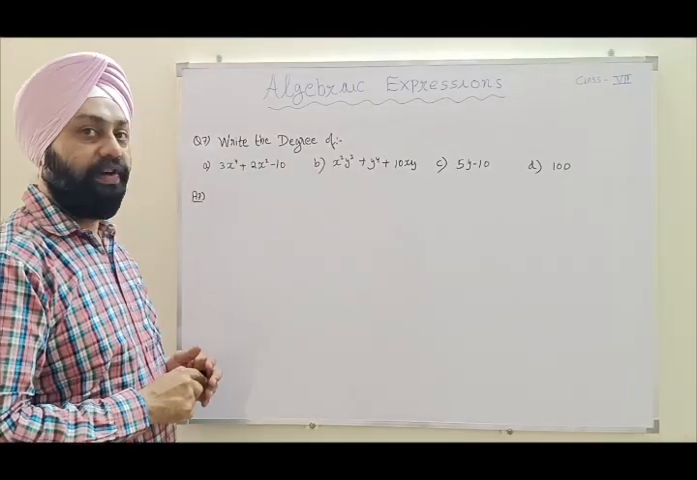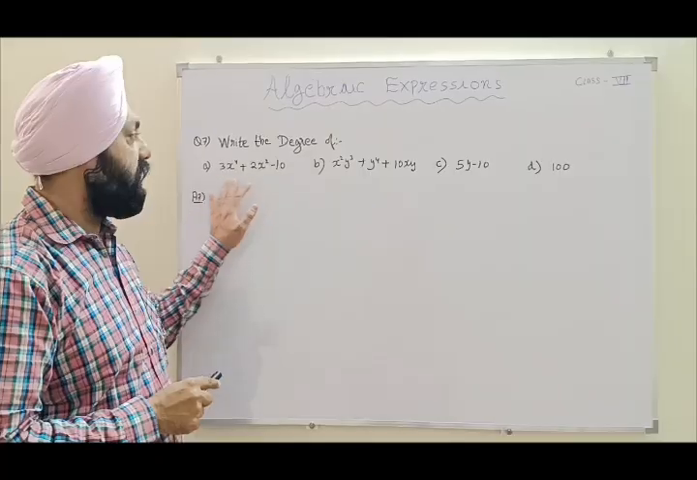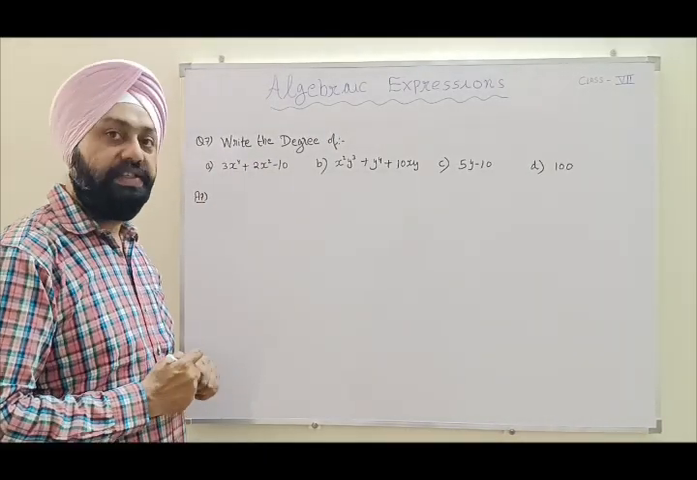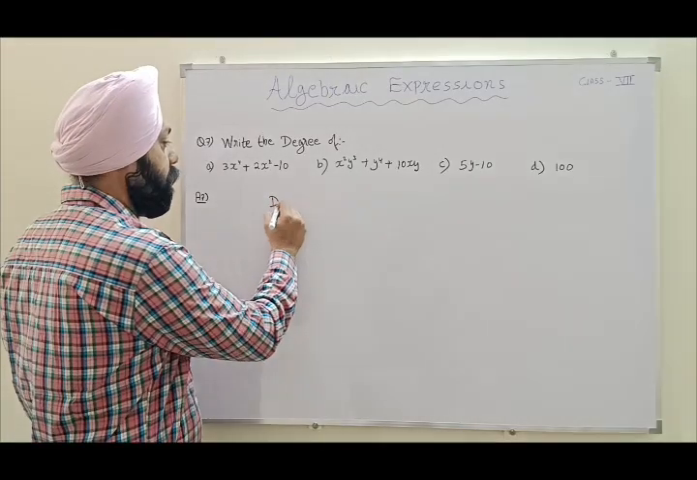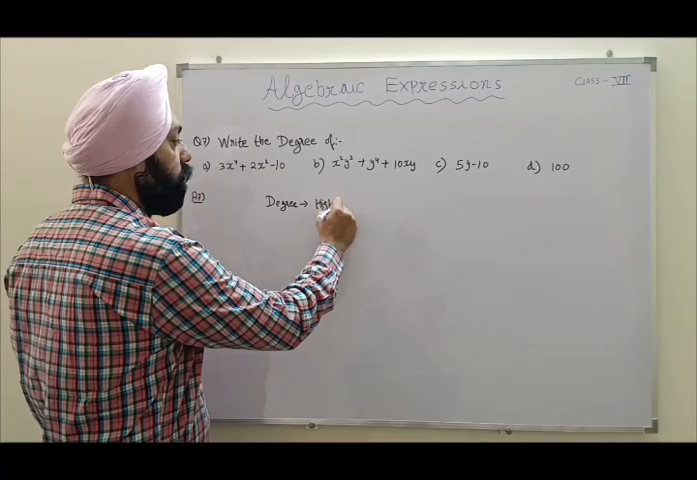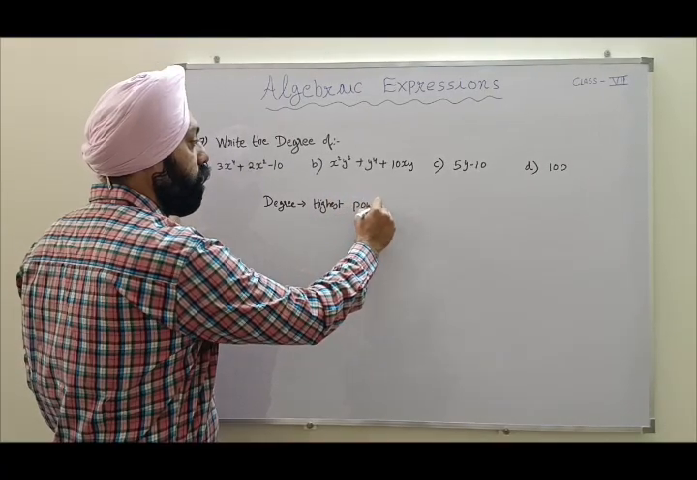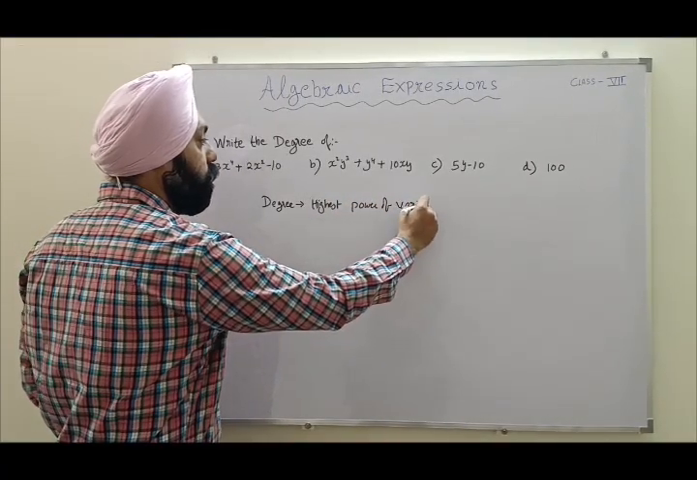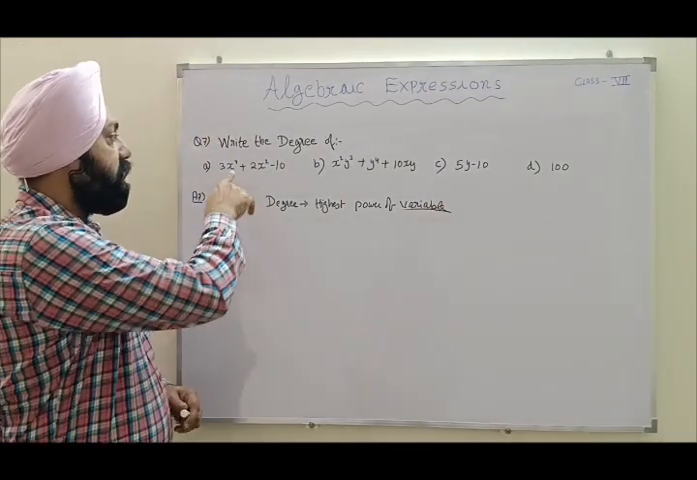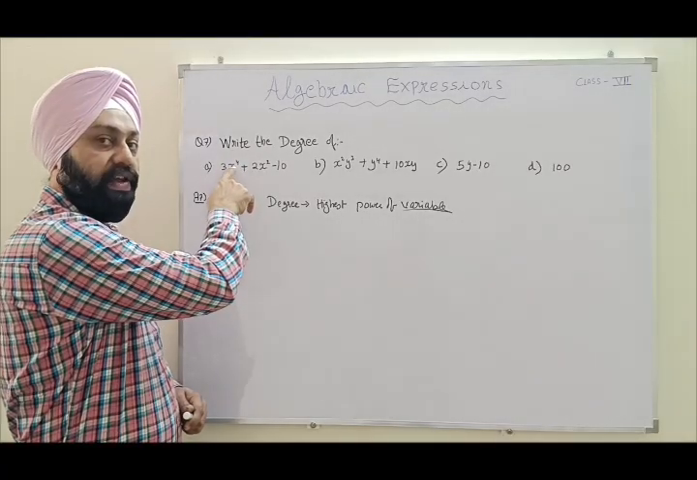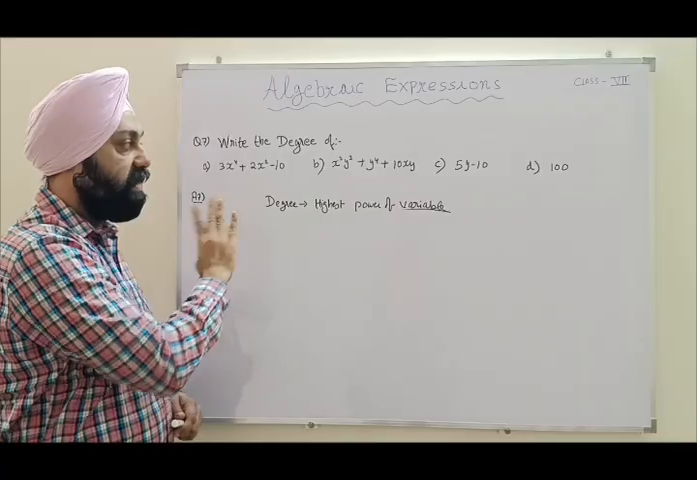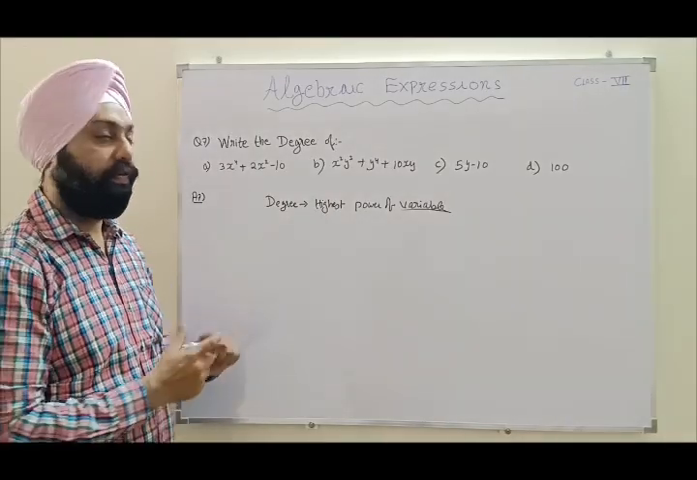So in this question we have to find the degree of the expressions given. So now what is degree? Degree is the highest power of the variable. Power is this thing. Whatever we have written above x, it is x4, x2, y cube. These are the powers. And the degree is the highest power of the variable.